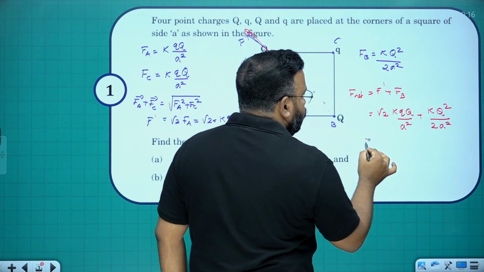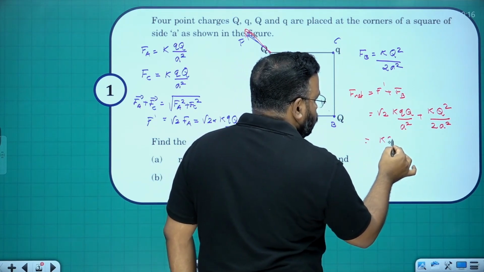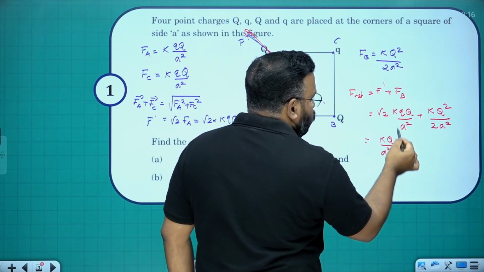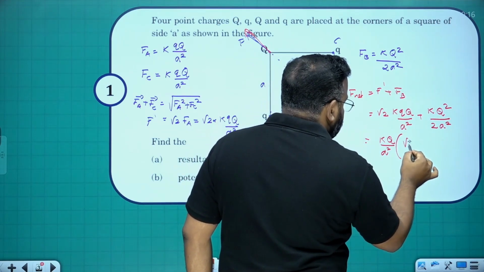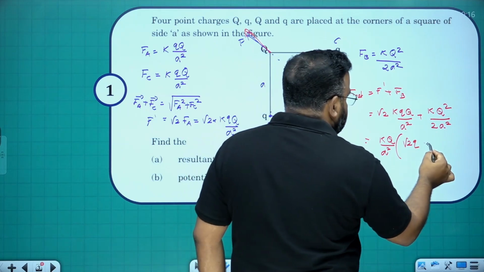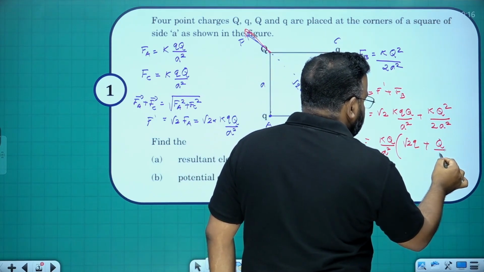If anything is common, we can take it out. Like KQ by A square is common, right? KQ by A square is common in both. So we get root 2 into small q, the first term, plus Q by 2.